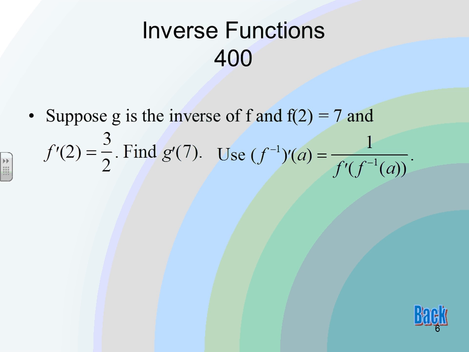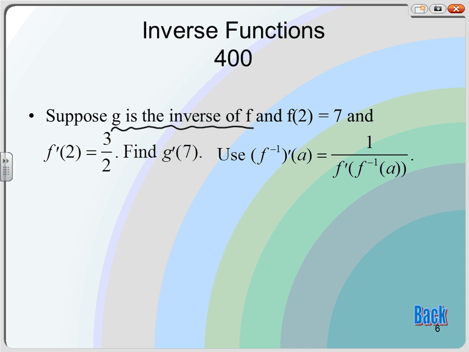Okay, the next one says, suppose g is the inverse of f, and f of 2 equals 7, and f prime of 2 equals 3 over 2. Find g prime of 7. All right, so since g was the inverse of f, g was f inverse. So what we're really trying to find is f inverse prime of 7.